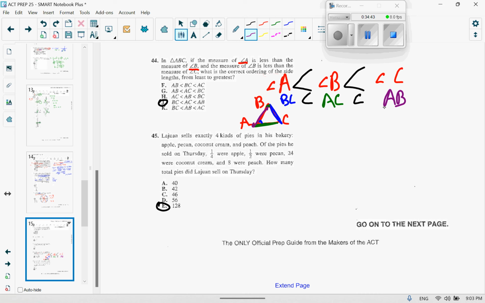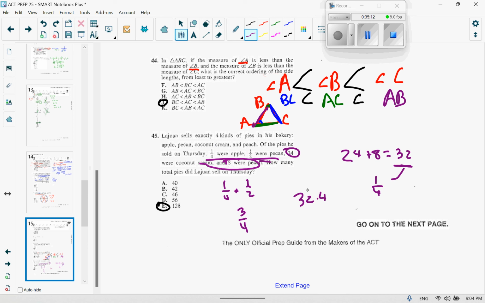Okay, let's see. 4 kinds of pies, 1/4 were apple, and 1/2 were pecan. So if I just add those together, that accounts for 3/4 of the pies, which means 24 coconut cream and 8 peach. 24 plus 8 is 32. This has to be the other 1/4 of the pies because the 3/4 were coming from the other 2 kinds, apple and pecan. Therefore, I can do 32 times 4 to find that he sold 128 pies.